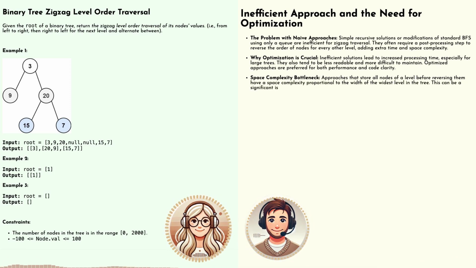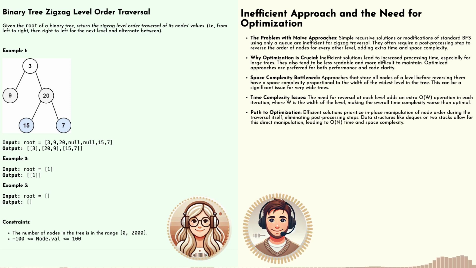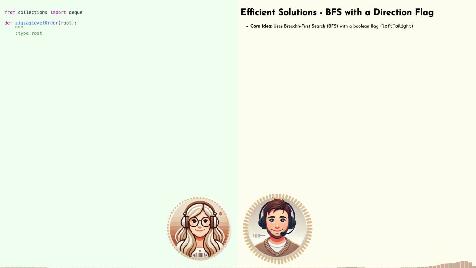Think about it. Reversing an entire list of nodes takes time, especially if you have a wide tree with tons of nodes on each level. That extra reversal step adds unnecessary complexity. So the brute force method gets us the right answer, but it's not the most elegant or efficient solution. What are some smarter ways to tackle this zigzag traversal without all that extra processing?